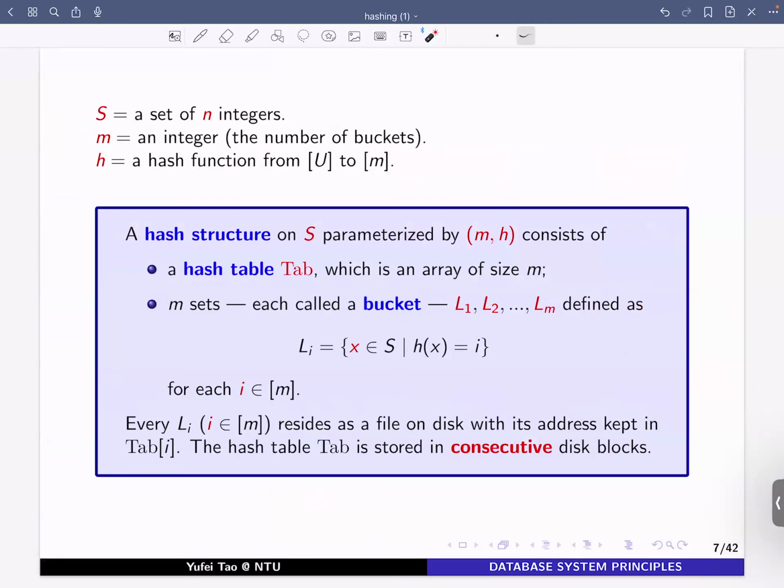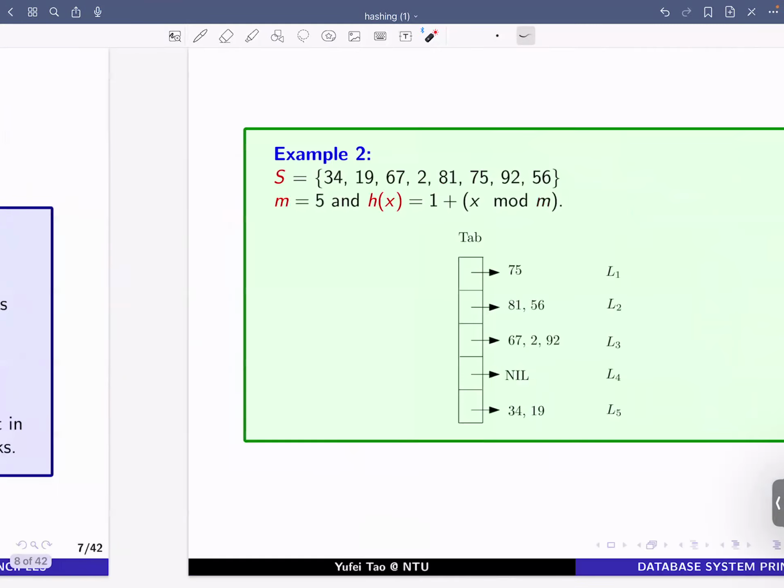Here we have the formal definition of what it means by a hash structure. As you can see, a hash structure is parameterized by two things. First, you have to tell me how many buckets you plan to create. And also, you have to give me a hash function. This hash function basically allows me to do the bucket assignment. Instead of going through the gory details here, let's look at an example first.